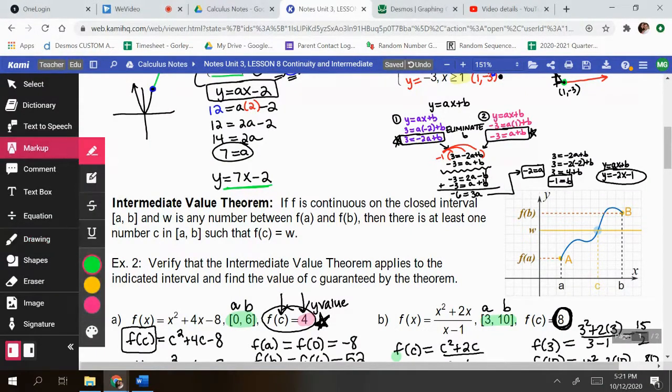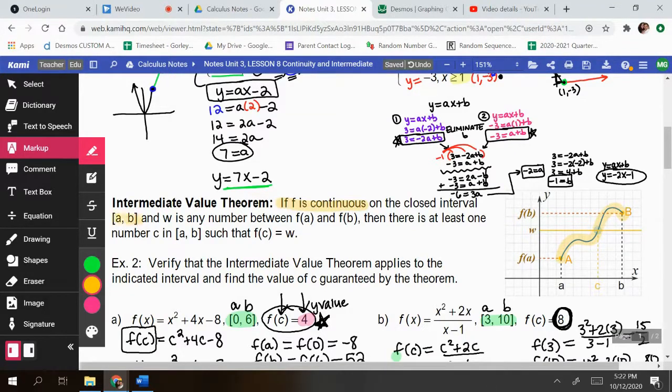It says, if f is continuous on a closed interval from a to b, and w is any number between f of a and f of b, then there is at least one number, c, in that interval such that f of c is equal to w. So first of all, we need f to be continuous. So you're going to notice there's no holes, gaps, or asymptotes.